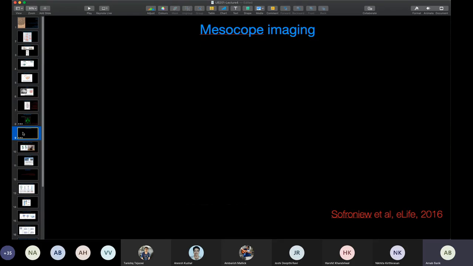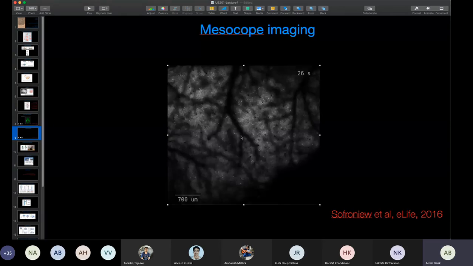If you look at the whole brain, then you can say, okay, this part of the brain was active when the mouse was, say, licking to drink water. And this is what it looks like. So if you see, this is the entire cortex, and these lights are going on and off.